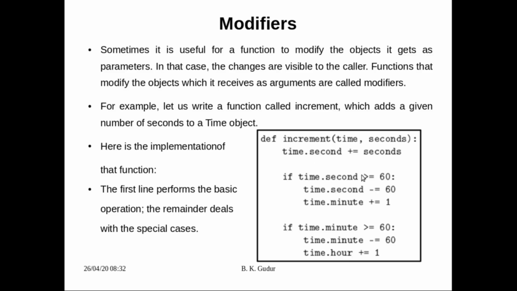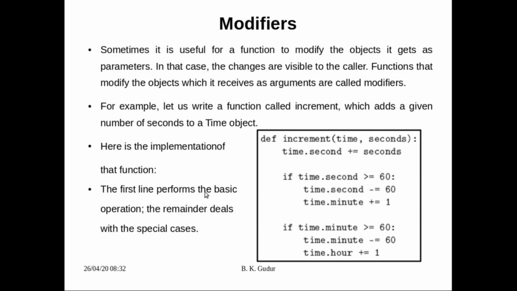Once again we check: if time.second is greater than or equal to 60, we'll subtract 60 from that and add 1 to the minute. And similarly we'll check whether the number of minutes is greater than or equal to 60, we'll subtract 60 from that and add 1 to the hour. So this is a simple function which is going to increment the time by the number of seconds.